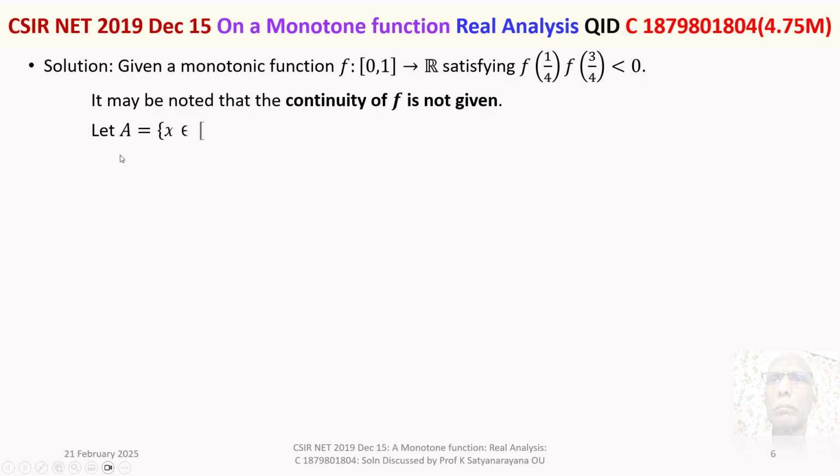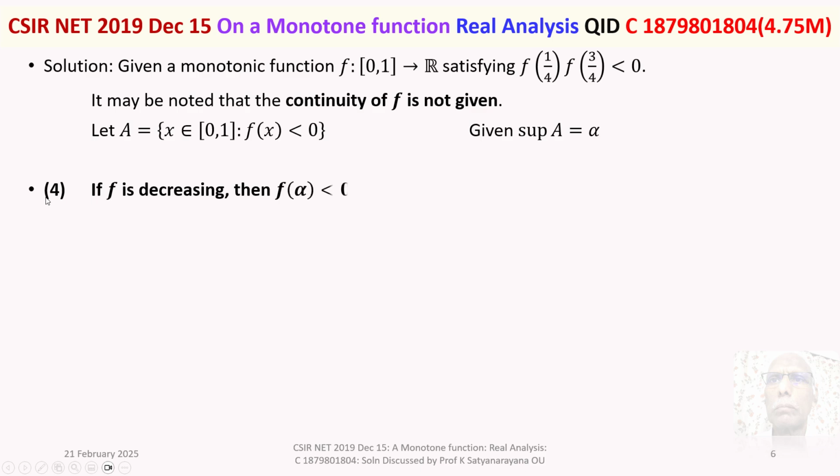Right. Now it is given, let A be the set consisting of x belonging to the unit closed interval wherein f of x is negative. Let that be A, and it is given that the supremum of A is equal to alpha. We have named this set A. Right. Now let us take option 4.